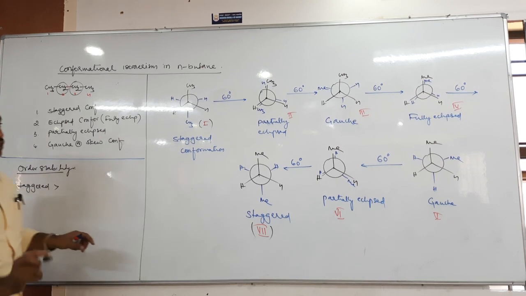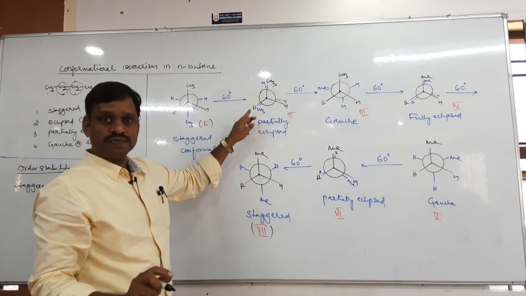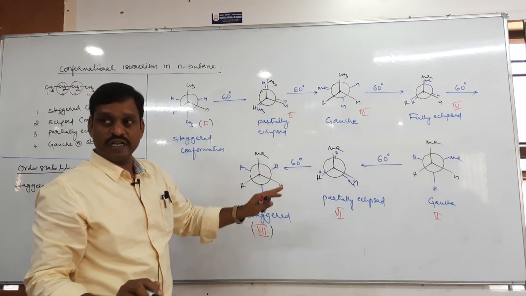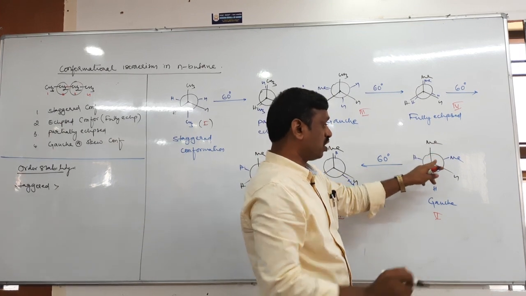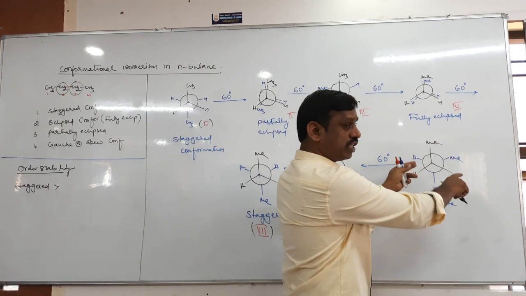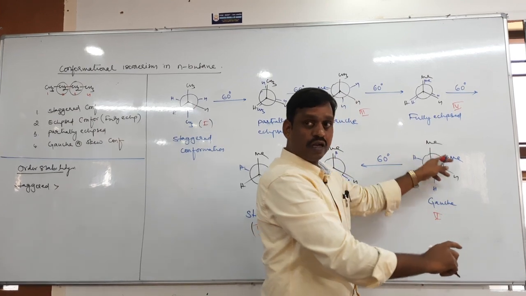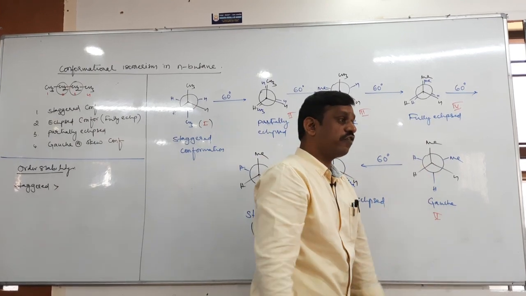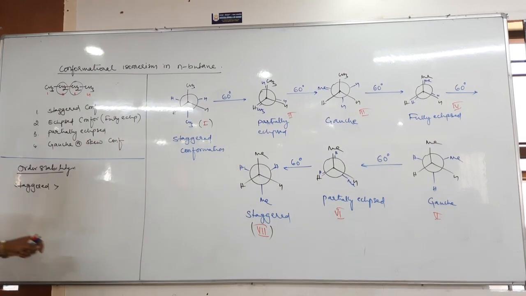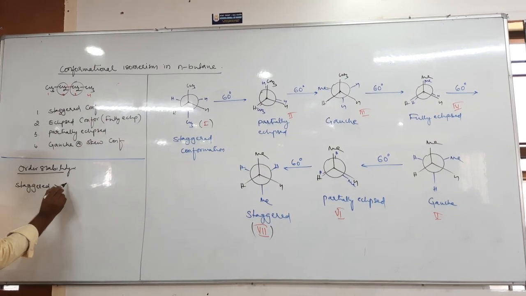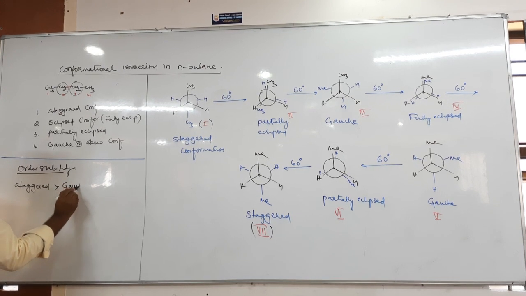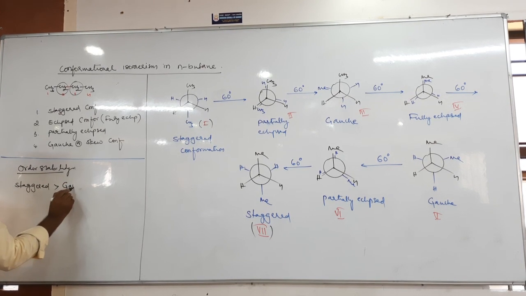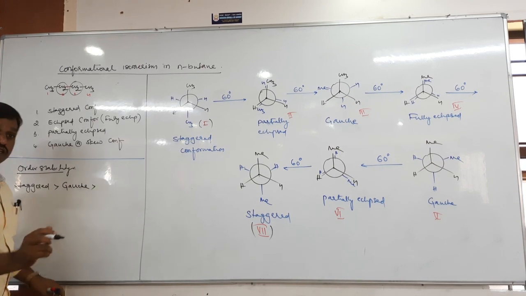Next after staggered, not fully eclipsed and not partially eclipsed, you see the skew. In the skew conformation, the methyl groups are away from each other, and the hydrogens are also away from each other. That is why they have minimum repulsion. Therefore the gauche conformation is next. Next is partially eclipsed.